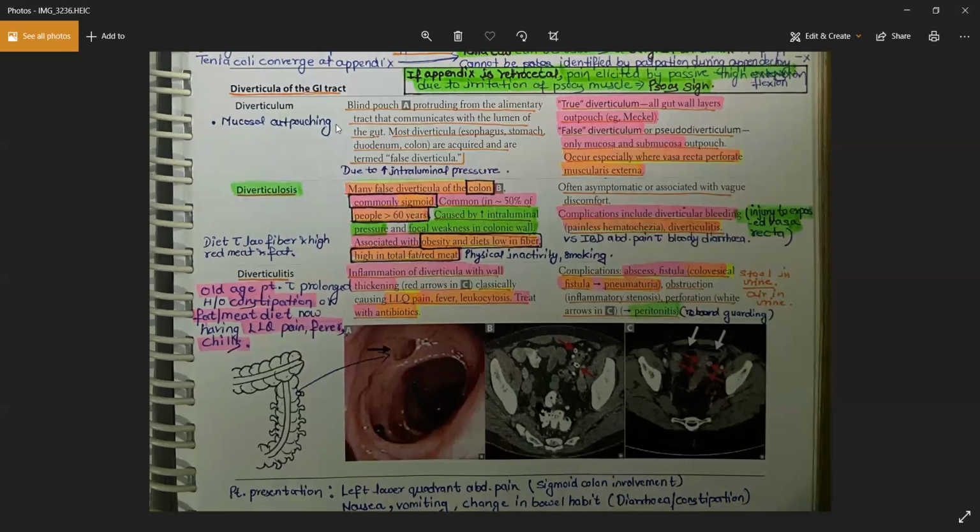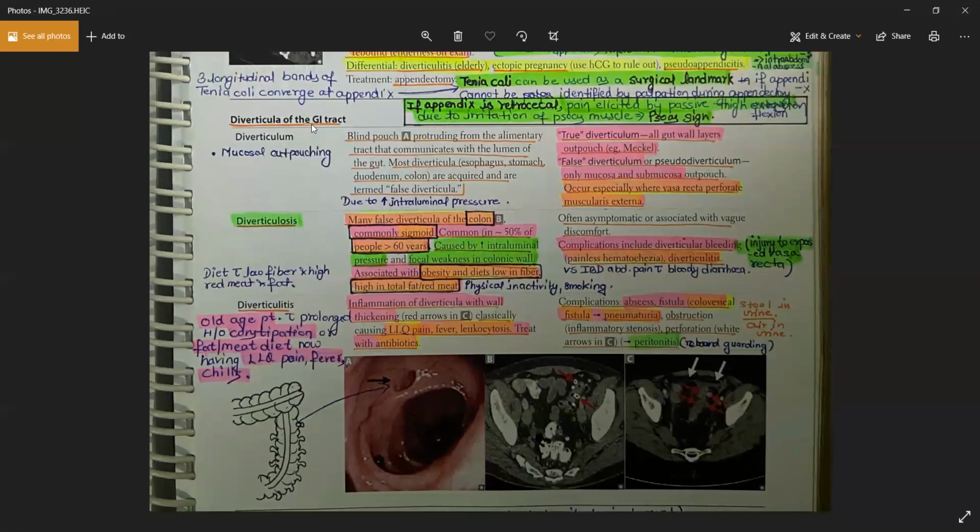Okay, so for the diverticula, you first need to know what a diverticulum is. It is basically the outpouching that happens because of the increase in intraluminal pressure. You need to know the types of diverticula, the true one and the false one. Then you need to know about diverticulosis, which is basically many diverticula in the GI tract, right? You need to know which people are most commonly affected, and what site is most common, right? More than 60 years of age, these groups are commonly affected, and the location is commonly the sigmoid colon, right?